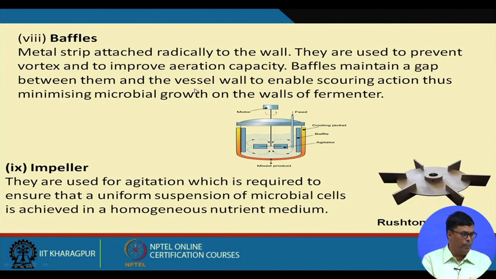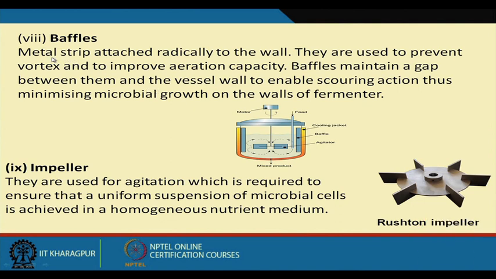And the baffles, which are very important. Baffles are metal strips attached radially to the wall, and they are used to prevent the vortex and to improve the aeration capacity. The baffles maintain a gap between them and the vessel's wall to enable scouring action, thus minimizing microbial growth on the walls of the fermenter.